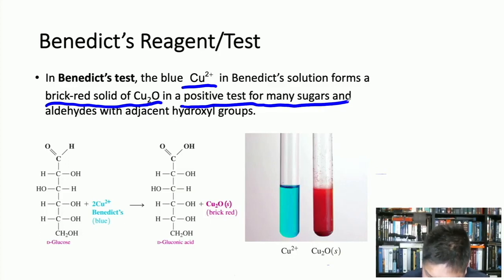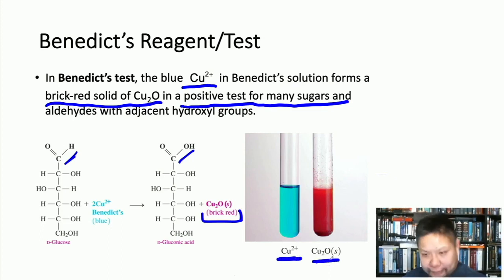How does it do that? Well, it's because it reacts with this aldehyde right here, right? It reacts with this aldehyde. It oxidizes it to a carboxylic acid, and you get copper oxide, which is brick red. So that's how you also know you have an aldehyde. The copper turns brick red when there's an aldehyde present. Pretty simple reactions, pretty simple tests.